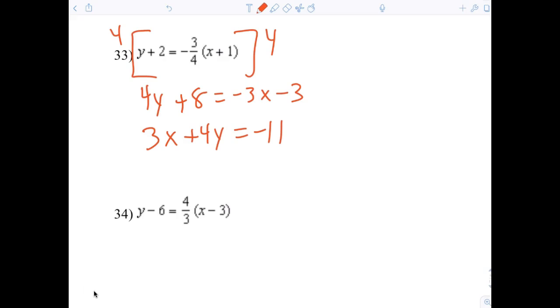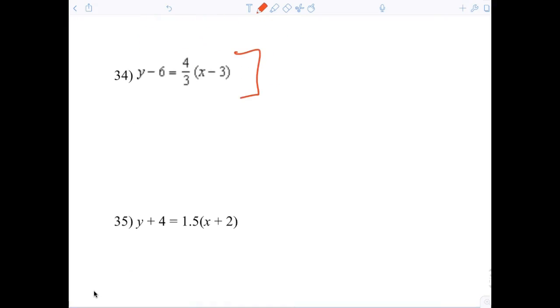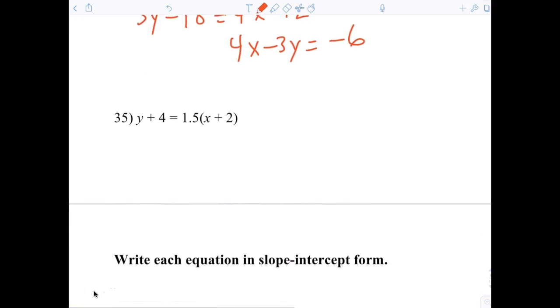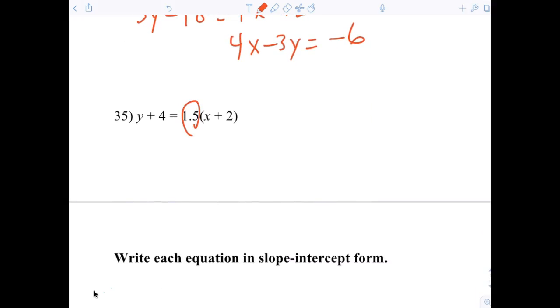Number 34, I'm going to multiply everything through by 3. So I get 3y minus 18 equals 4x minus 5. Easy, I told you. All right? Very good. Now moving things around, you should be getting very good at moving things around. 4x minus 3y equals negative 6. Beautiful.